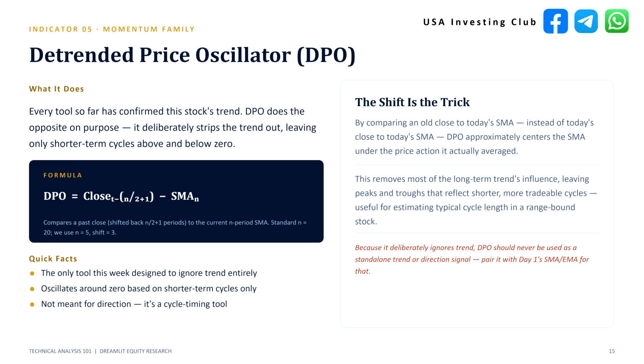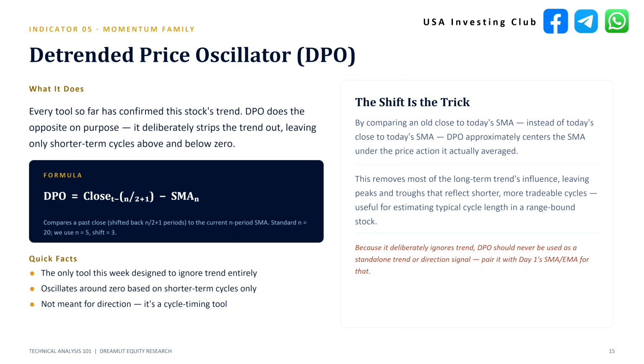Here's the trick behind that shift. By comparing an old close to today's SMA, instead of comparing today's close to today's SMA, the way every other oscillator this week does, DPO approximately centers the moving average underneath the price action actually averaged. That removes most of the long-term trend's influence, leaving peaks and troughs that reflect shorter, more tradable cycles.